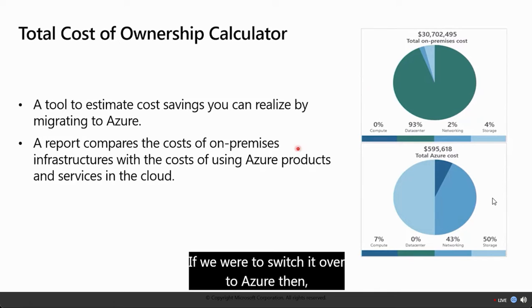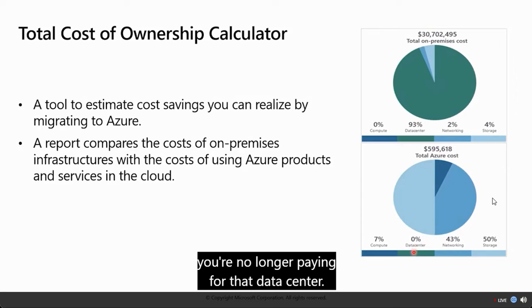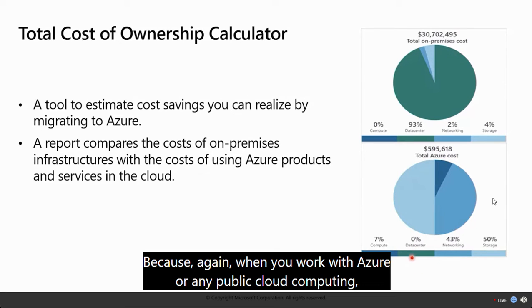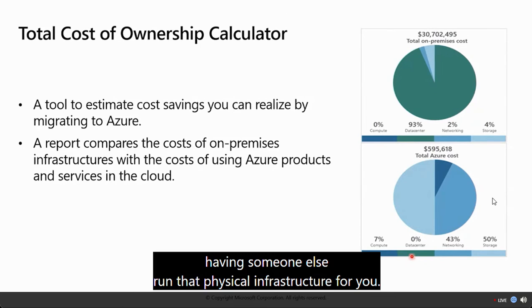This is your labor fees, your rent, all of that, with very little coming from the actual compute side. If we were to switch it over to Azure, running this exact same workload, you no longer are paying for that data center, because when you work with Azure or any public cloud computing, you are not paying for that physical infrastructure. You are taking advantage of having someone else run it for you.